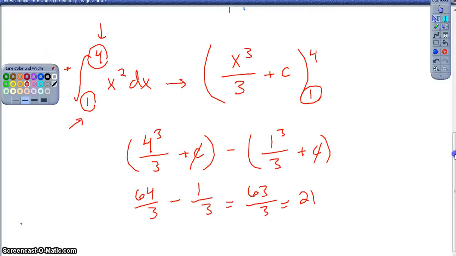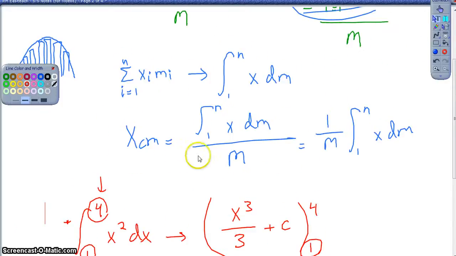Okay, so key concept. If I want to find the center of mass, the position of the center of mass, the way that I do that is by finding the integral of the position times the mass, or times the change in mass, divided by the total mass of the system. Okay, so let's look at what this actually looks like through a few examples.